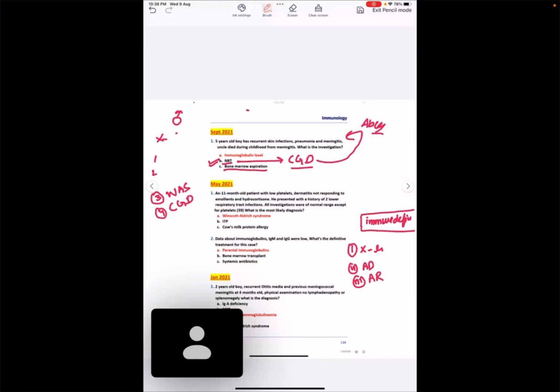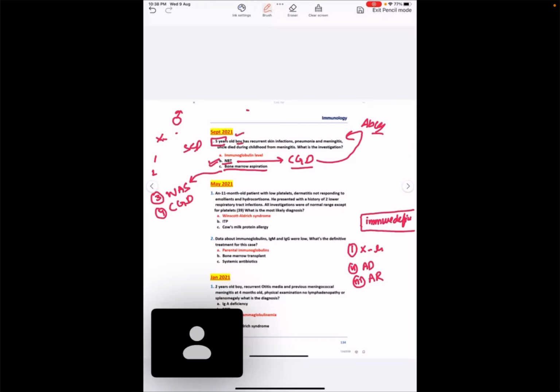Bone marrow aspiration. Is that a syndrome of Wiskott-Aldrich? Have they given me any clue towards thrombocytopenia? No, not at all. So the child is not less than 6 months. It's not SCID. They have not given any option that is to diagnose SCID, right?